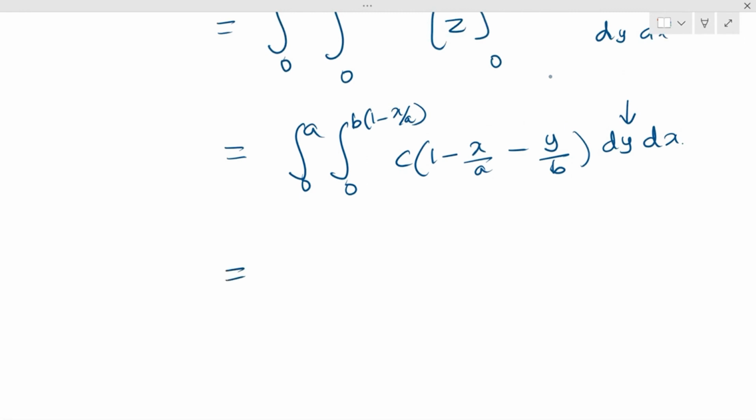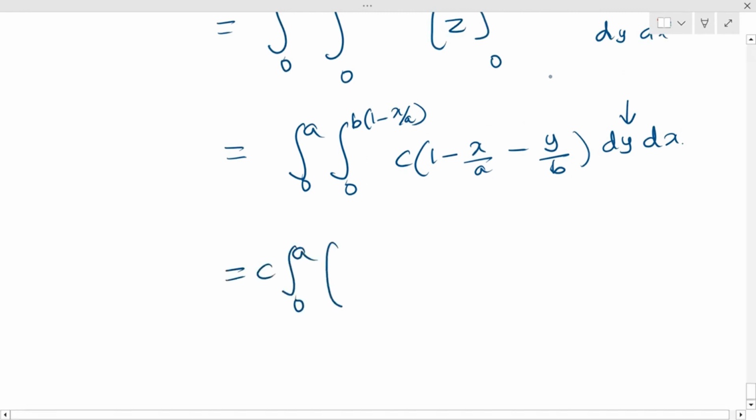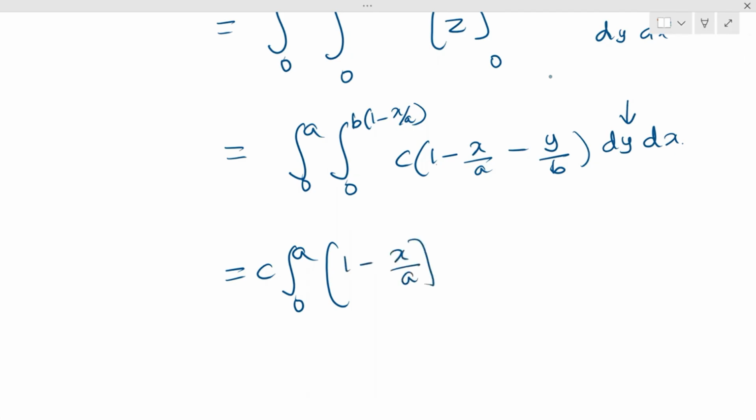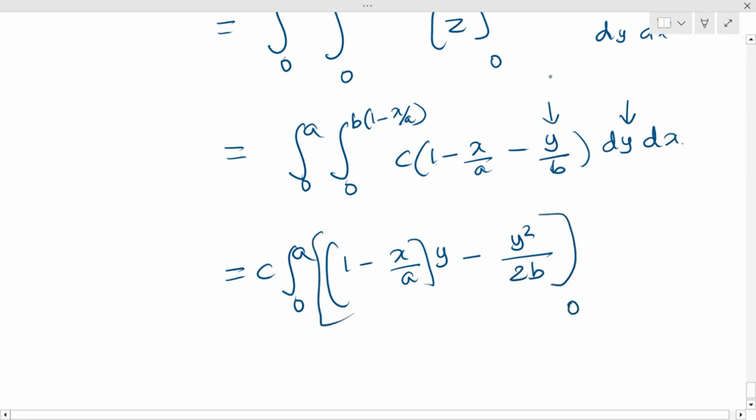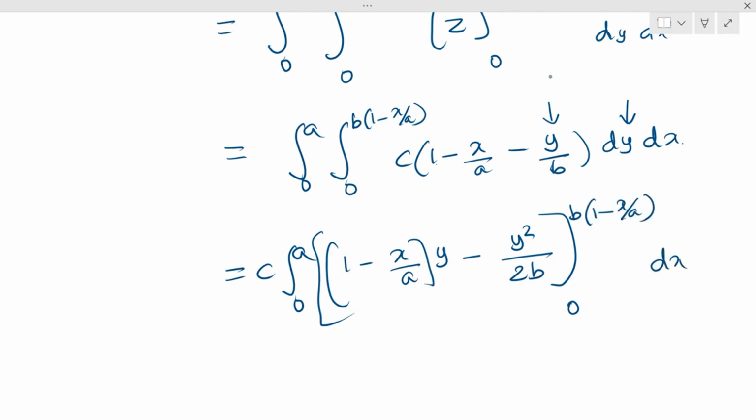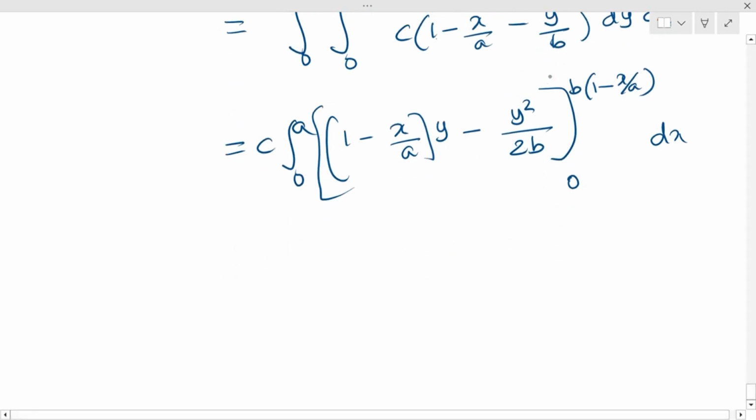Okay, here you take c outside. Here this is 1 minus x by a is the constant. So integration is 1 minus x by a into y. This term integration is y square by 2b. Here the limit is 0 to b into 1 minus x by a dx. Now the inner integration is middle integration over. We have to apply the limit 0 to a 1 minus x by a.